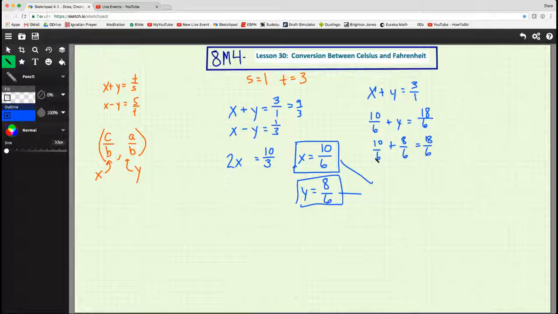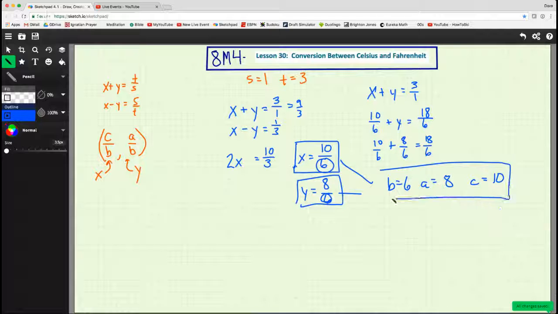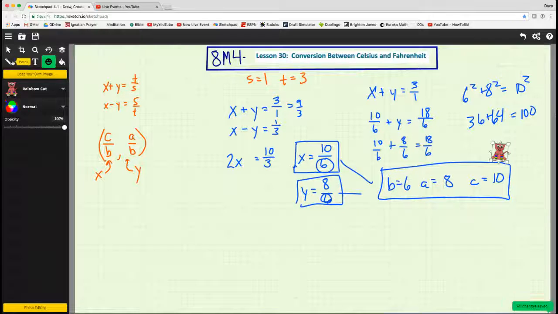So here we go again. We have our b equals 6, our a equals 8, and our c is 10. And we know that 6, 8, 10 is also a right triangle because 6 squared plus 8 squared equals 10 squared. So 36 plus 64, right? 6 and 4 is 10, plus 60 is 70, equals 100. And that deserves a happy cat. Okay, good.